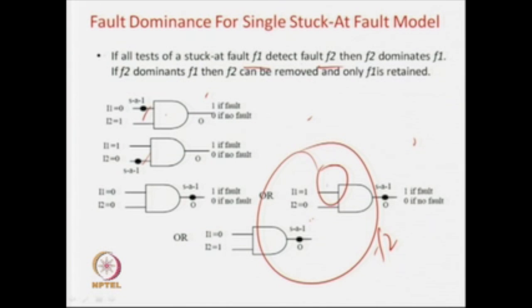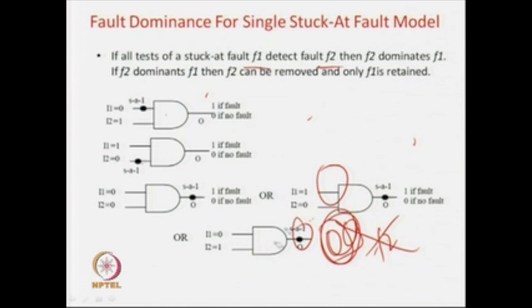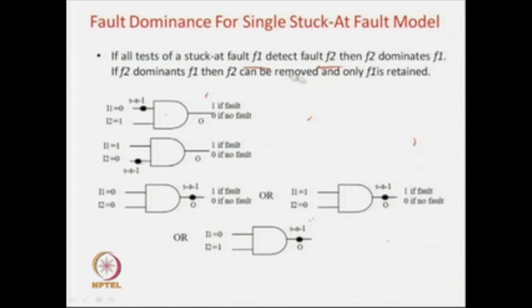One pattern may detect this one, another pattern may detect this one, but there is some other pattern lying in this space which is not detecting these two. So if you test F2 using only this remaining part, then F1 will not be tested. Therefore, F2 dominates F1 means whatever can test F2 can also test F1, so better you eliminate this one. Then automatically this one will be tested more than once. So that is the concept of fault collapsing by fault dominance.